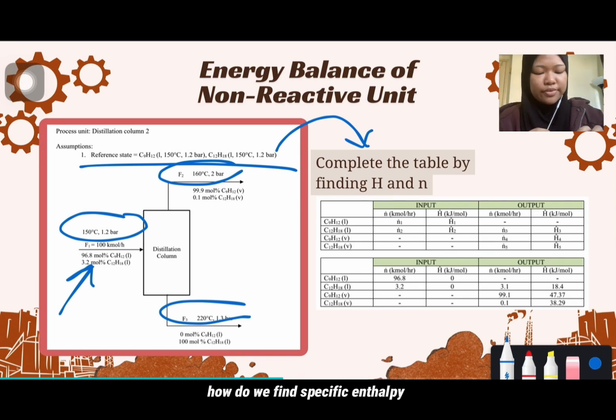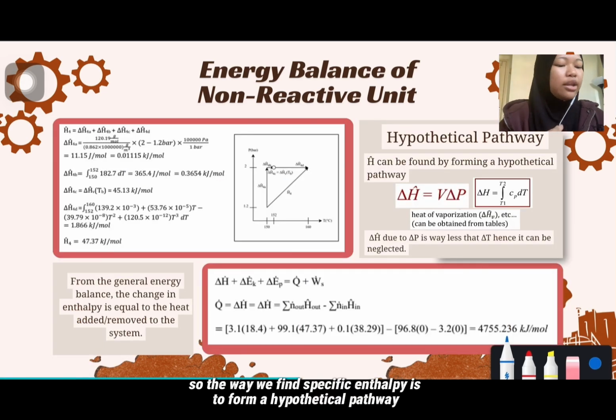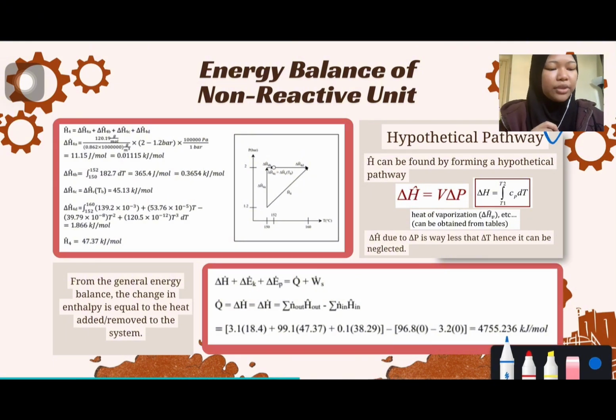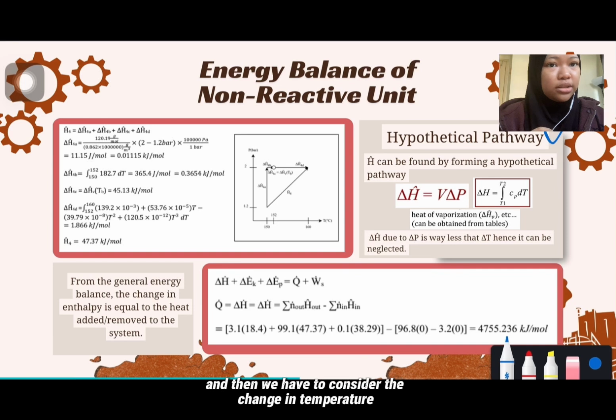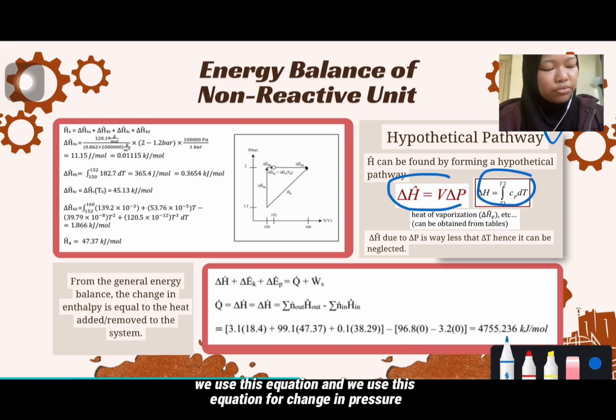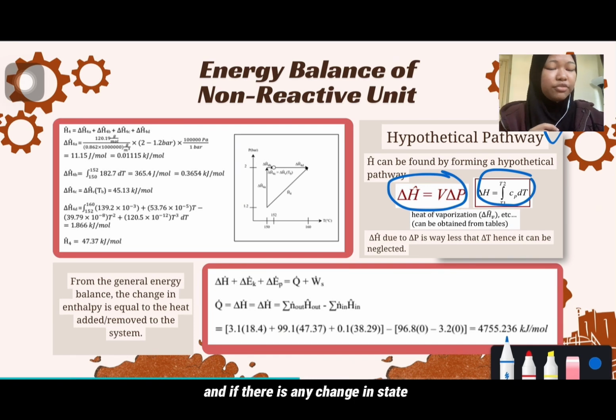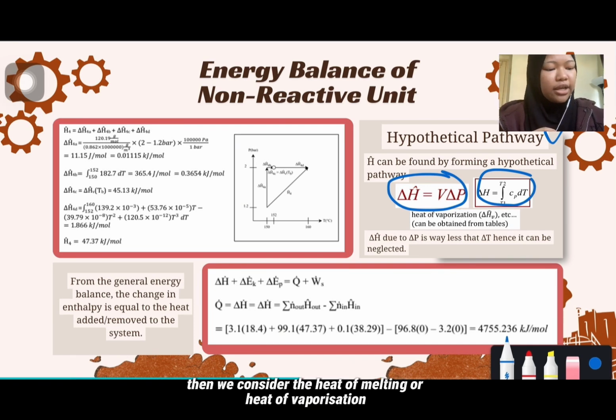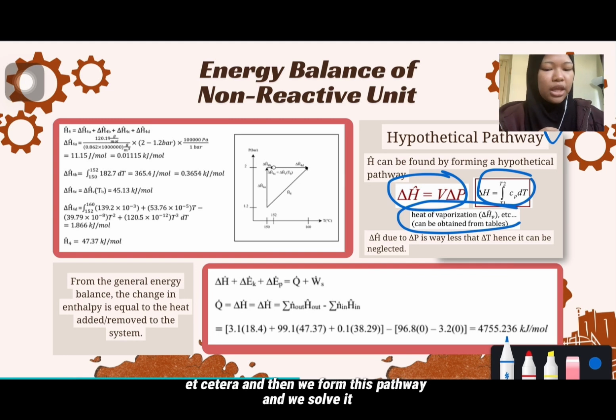How do we find specific enthalpy? The way we find specific enthalpy is to form a hypothetical pathway, and then we have to consider the change in temperature. We use this equation, and we use this equation for change in pressure. And if there is any change in state, then we consider the heat of melting or heat of vaporization, etc. And then we form this pathway and we solve it.